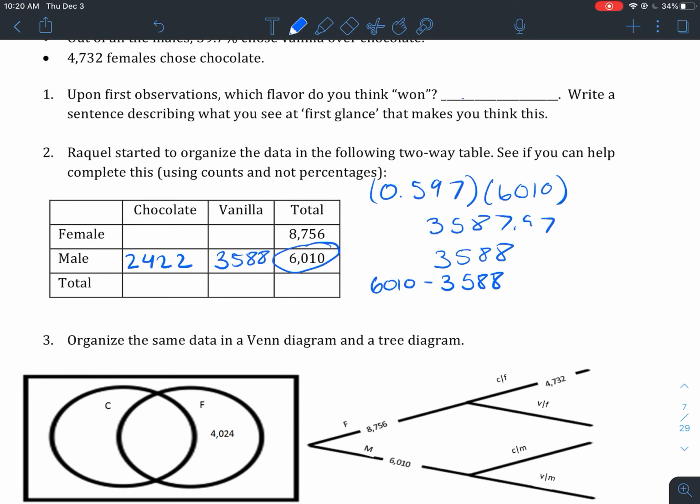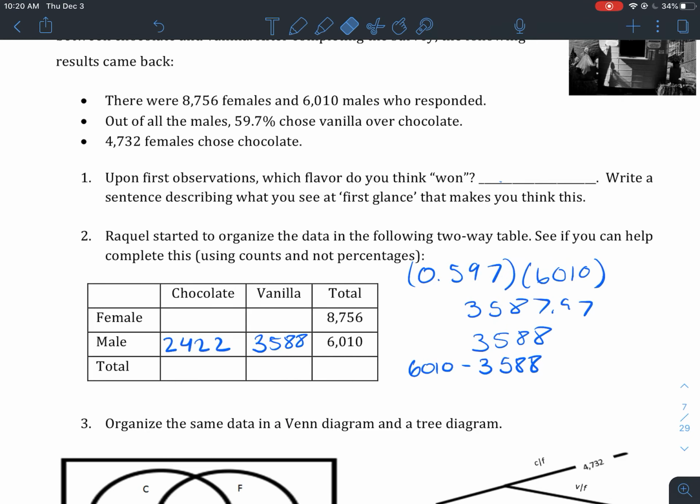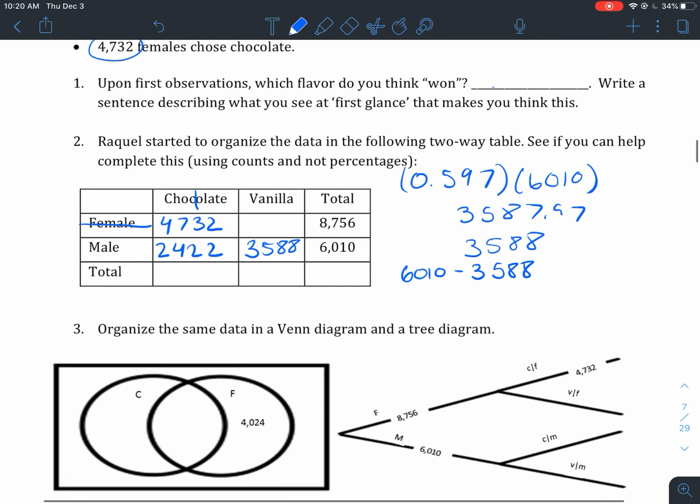All right. Then we're going to go ahead and calculate the amounts of vanilla and chocolate for females. And they told us that 4,732 females chose chocolate. So we go to females who chose chocolate. We've got 4,732. So then, to figure out how many females chose vanilla, we could do our total of females minus the amount that chose chocolate, which would be 8,756 minus 4,732. All right. And when you do that, you end up with 4,024.